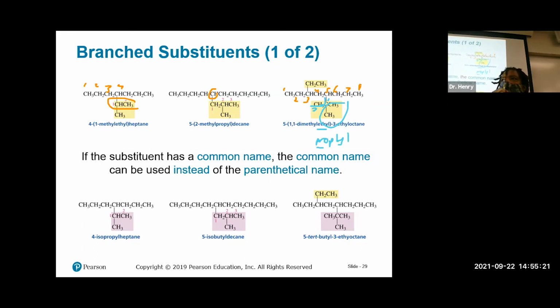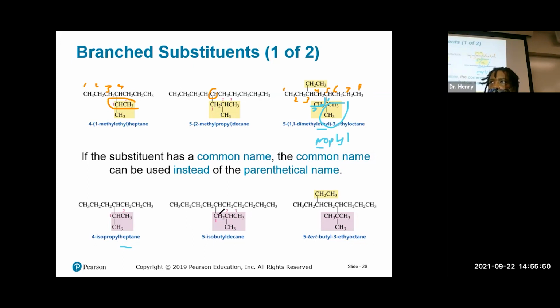Okay, so this is where they start using those isos and stuff like that. So these are the common names. So this is a systematic name. These are going to be the common names of the same structures, right? So this guy would be called heptane, right? And then iso, because we know that they both have two methyls on both sides. So this guy would be called isopropylheptane.